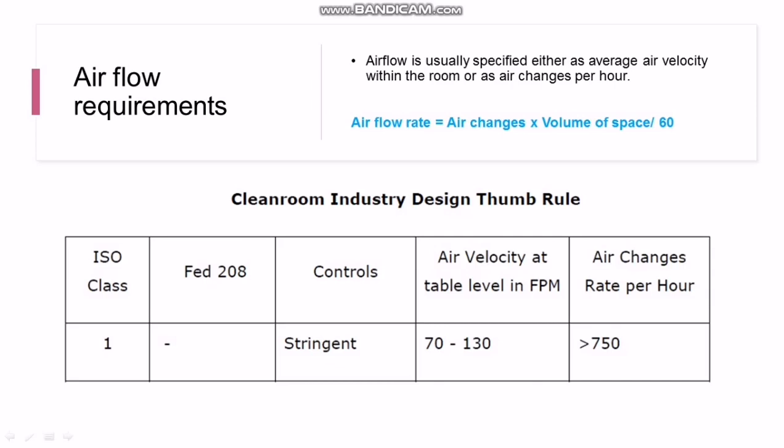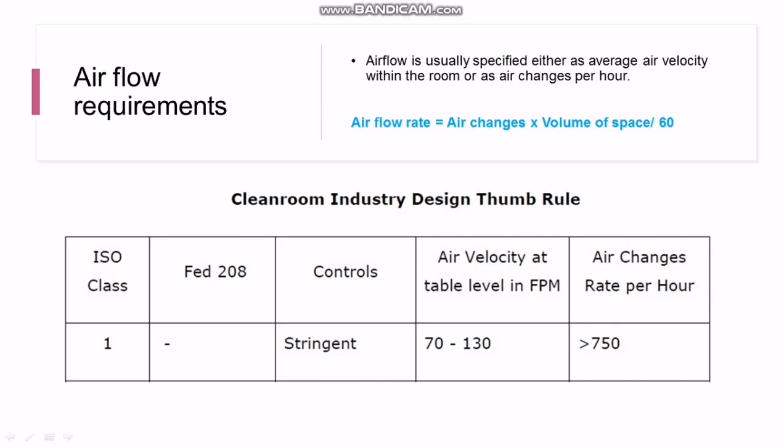You just select your ISO class, for example ISO class 1. Then you check how many particles of different microns are allowed for that class. And then you go here and select the air changes for your ISO class.